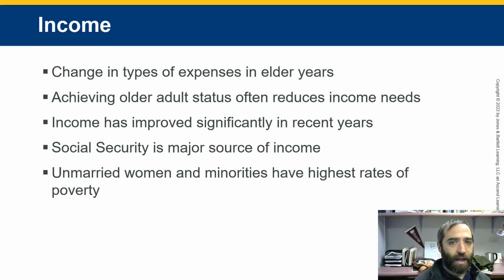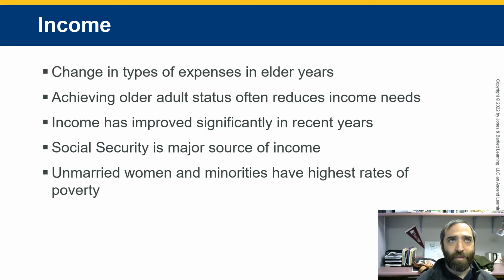All right. Income has improved significantly in recent years. We're making more. Women are making a lot more than they have in the past. For many people, Social Security is a major source of income. Social Security was started, I think, back during the 1920s or 30s, so it's been around for a long time. However, it is in jeopardy because there's just a lot more people pulling Social Security funds than there had been in the past. Unmarried women and minorities have the highest rates of poverty.